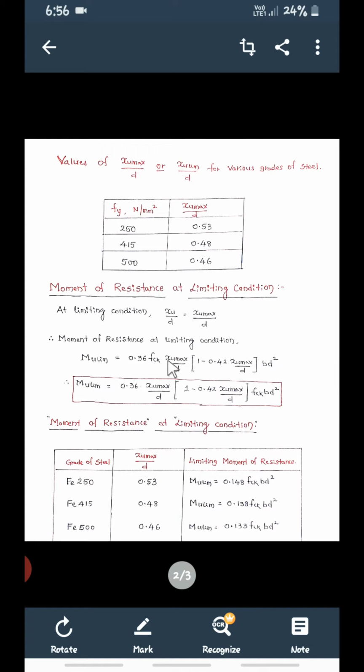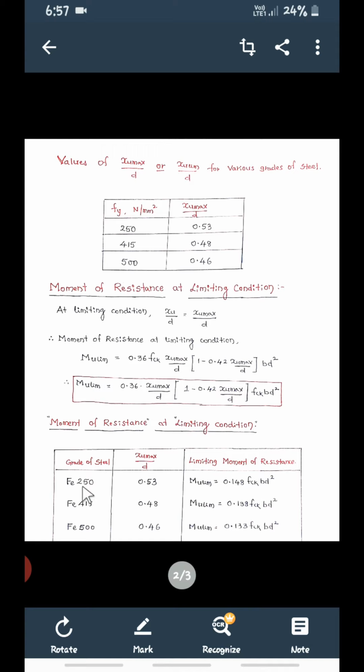Okay, so just rearrange the terms. Mu limit is equal to 0.36 Xu max upon d into bracket 1 minus 0.42 Xu max upon d, then this fck bd square. This is the equation that will be used to find the maximum, that is the ultimate moment of resistance at the limiting condition. Ultimate moment of resistance at the limiting condition, Mu limit. You can simplify this further.